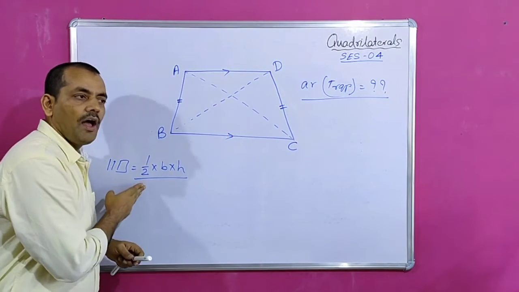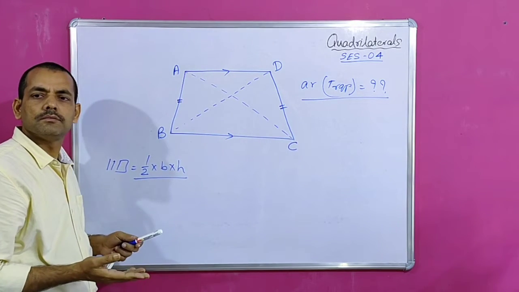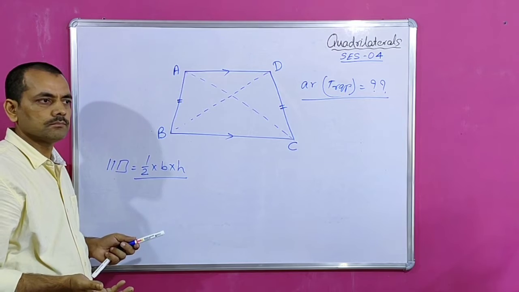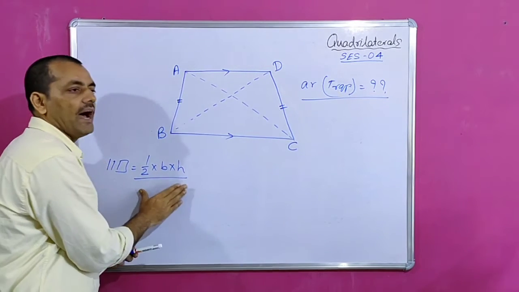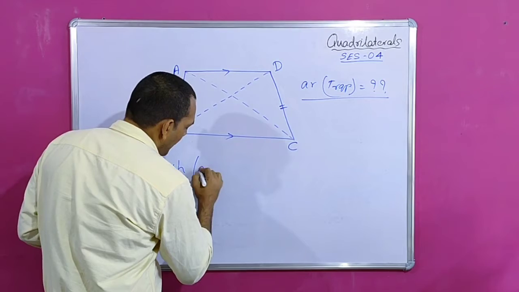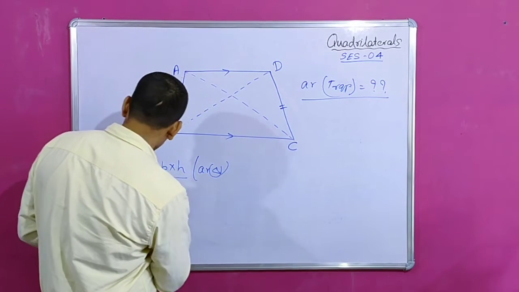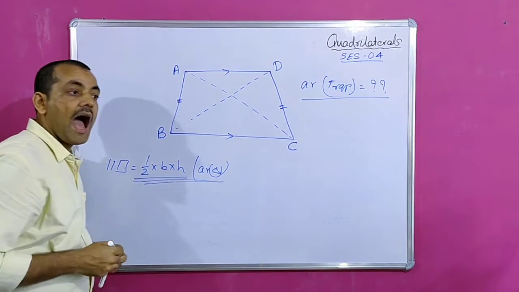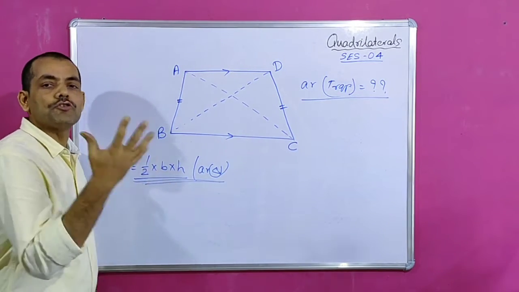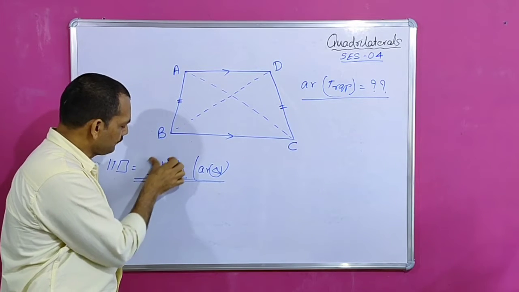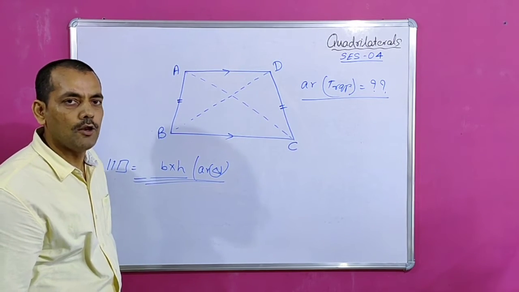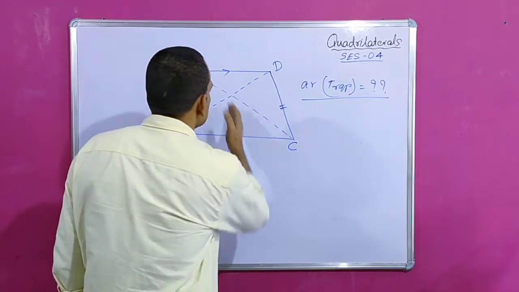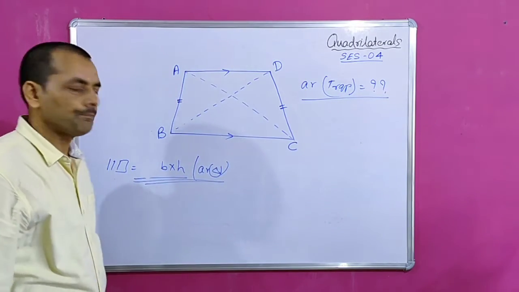Now, is this half correct? Yes. Sure? No. Half into base into height is the area for any triangle, not for a parallelogram. And a parallelogram is nothing but two triangles. So just remove this half. It is base into height. Area of a parallelogram is simply the base multiplied by height.